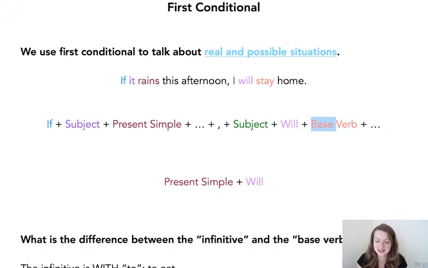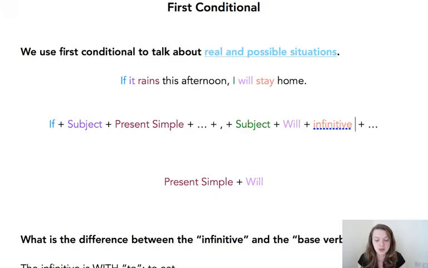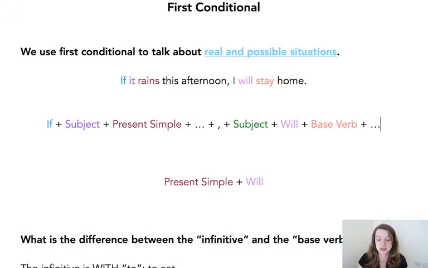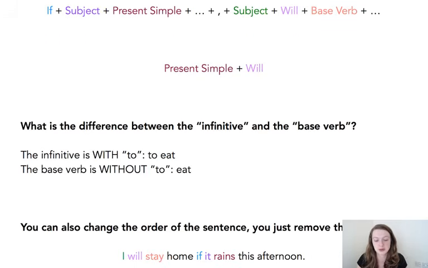Now, some people don't quite know what a base verb is, and it can be confusing because some teachers will say to use the infinitive here. Okay? The problem is that if you use the infinitive, it will be, I will to stay home. And this is incorrect. I'm not dishing hate out to the teachers who describe this as the infinitive, but it's best to not use the term infinitive because it can be confusing for students, as many of you know in the comments. So, super simple, present simple, and will. That's all we're looking at.